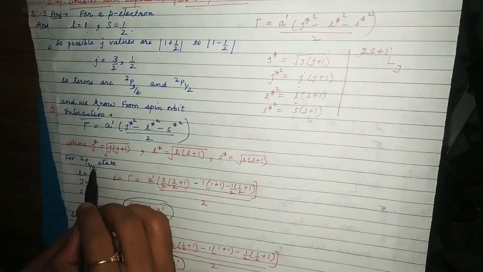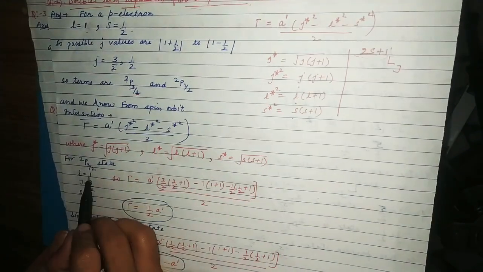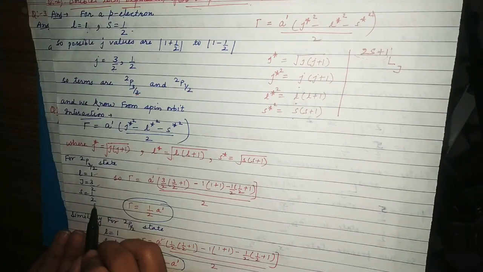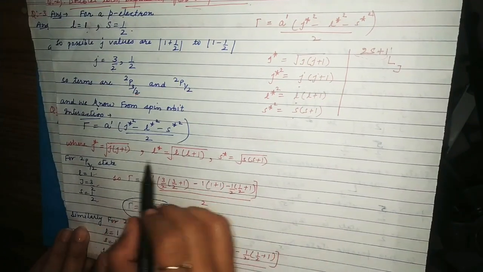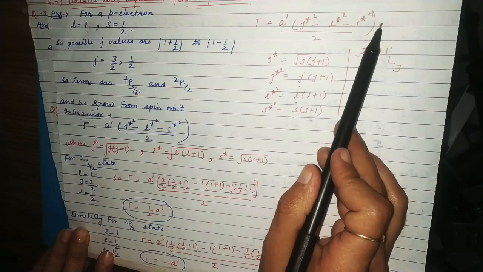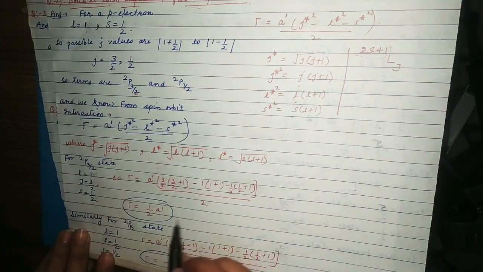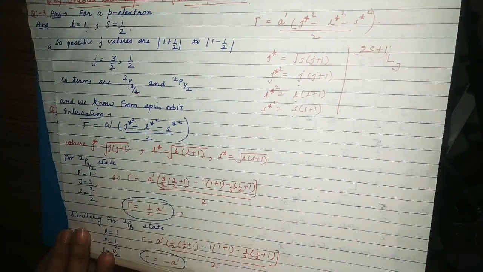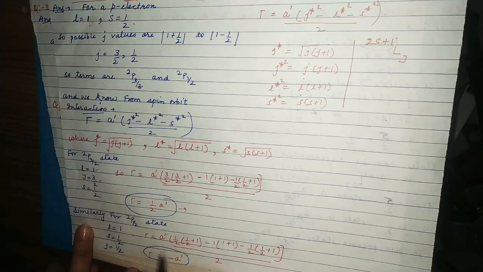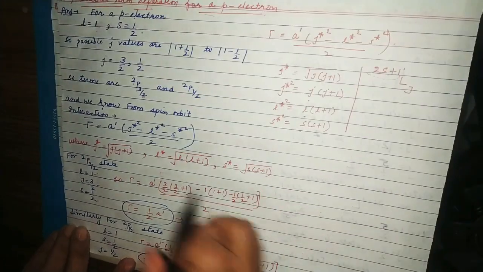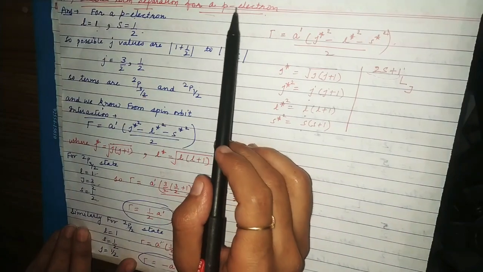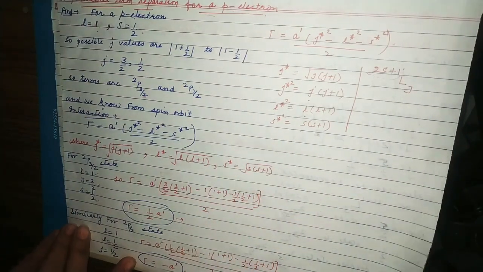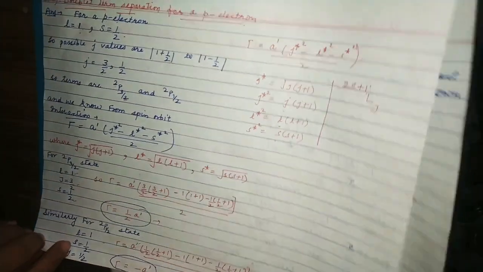Now for this state, I will substitute the values of L, J and S in the formula I have written here. So the tau value for 2P 3/2 will be 1/2 A dash. Again for the 2P 1/2 state, I will substitute in the formula, and the doublet term separation will be minus A dash. So this is how you calculate the doublet term separation. You can calculate it for D electron, F electron and so on. So this was the second question.